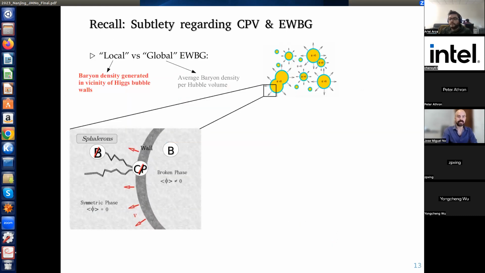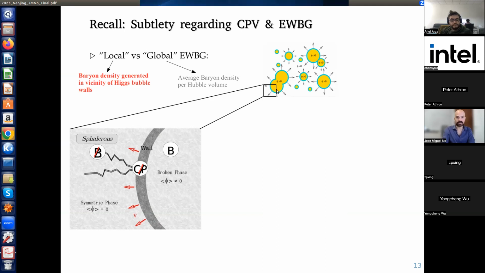Now, let me continue by going back to the subtlety that I mentioned briefly when I was presenting the model. This has to do with what one calls local versus global electroweak baryogenesis. What I call local electroweak baryogenesis is what one usually has in mind. In a first-order electroweak phase transition, one produces these bubbles of the true phase, of the true vacuum. They expand, and the baryogenesis, the generation of the baryon excess, takes place in the vicinity of these bubble walls, locally.